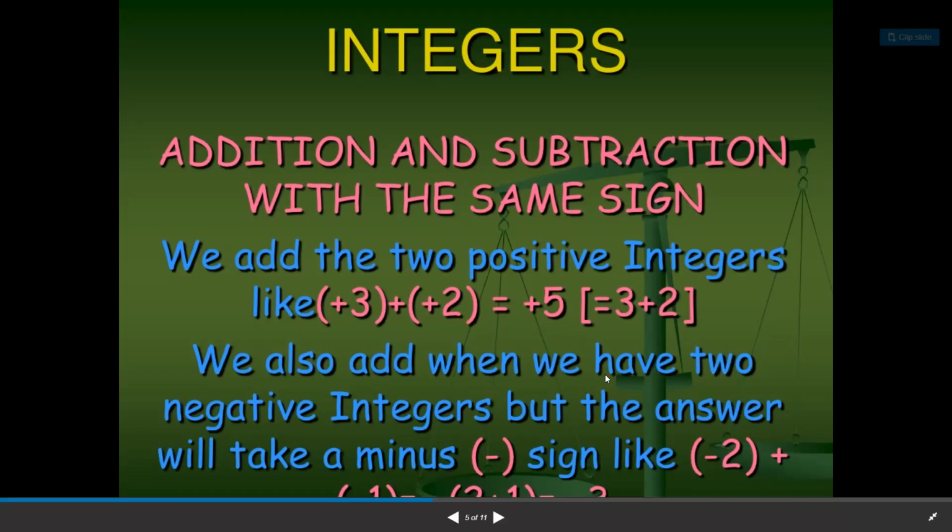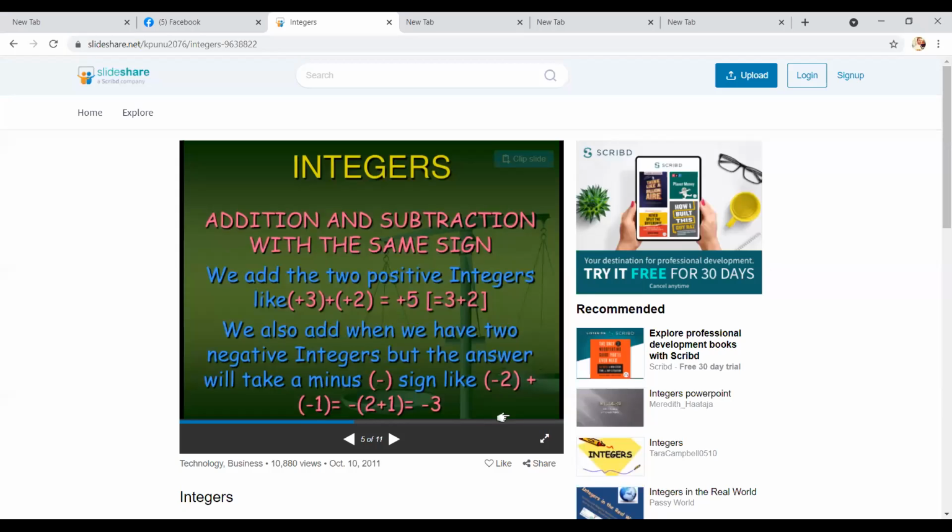We also add when we have two negative integers, but the answer will take a minus sign, like you can see here. -2 plus -1 is minus taken common, and then minus bracket open 2 plus 1, that is -3.